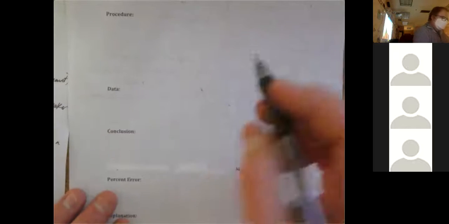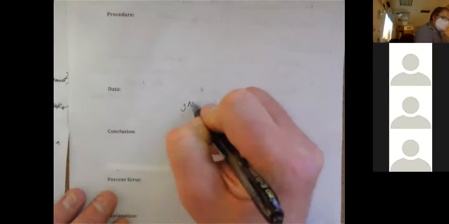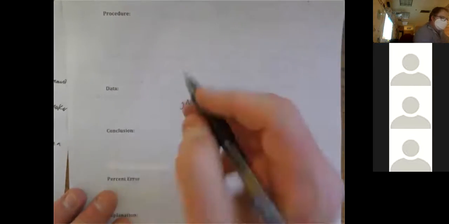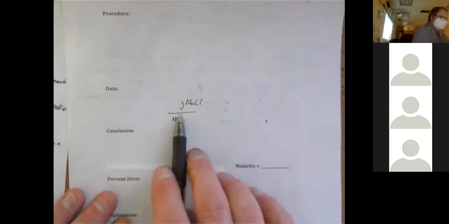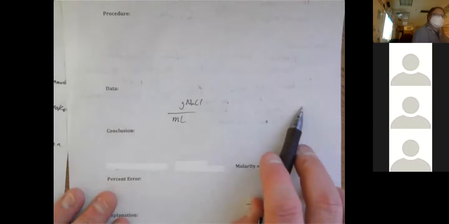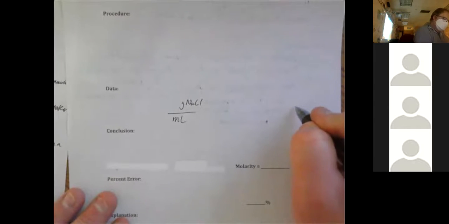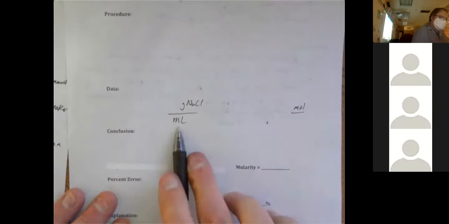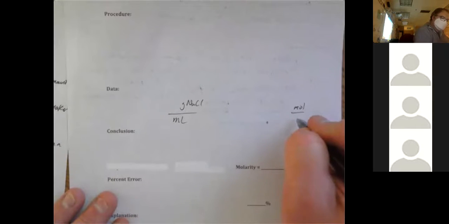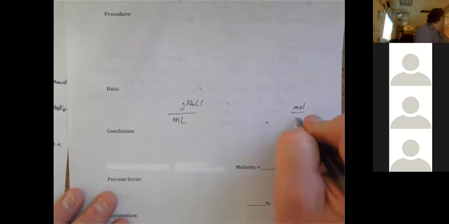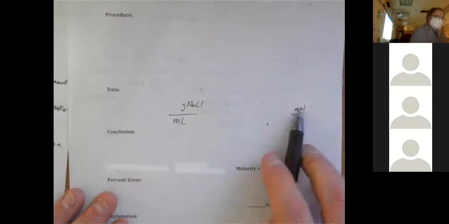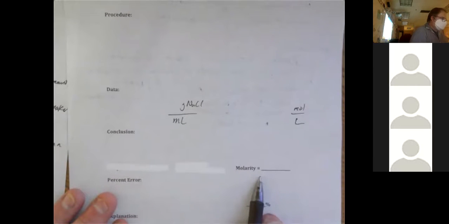So if we take a look at that, that data will give us grams of sodium chloride, which is the salt we're using. Well, we should know the milliliters from the graduated cylinder. We can change grams into what? Moles. And we can change milliliters into liters. And that will get us molarity. That's the basic thing we want to do.